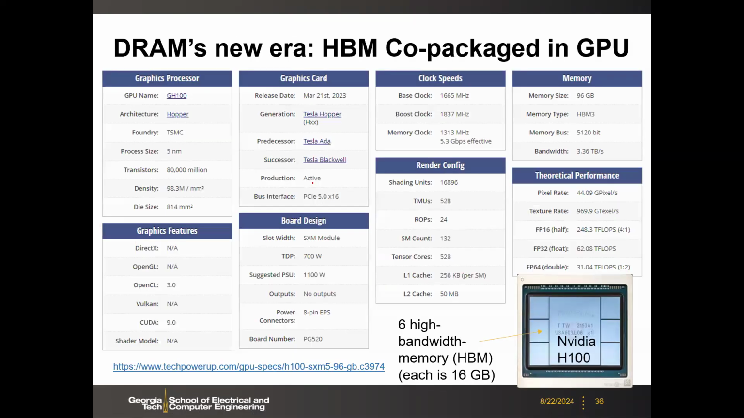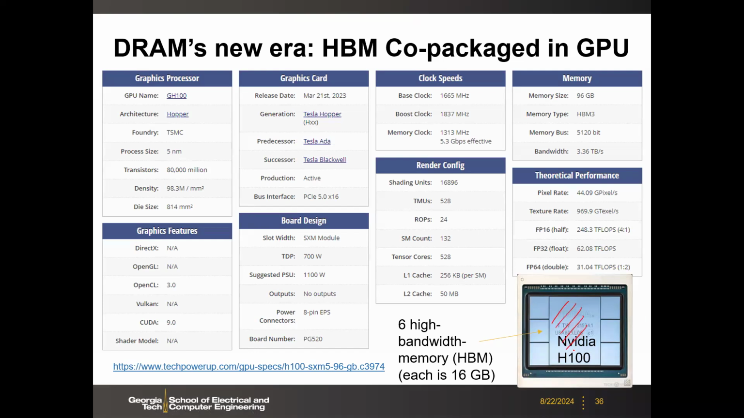So DRAM also enters a new era because of the 3D integration. DRAM's latest movement is to form this HBM, high bandwidth memory, which is a key enabler for the GPU product today. NVIDIA benefits significantly from this HBM. So here, this is the latest product, as you know, H100 from NVIDIA. And it contains 6 HBM. So here, they are co-packaged.